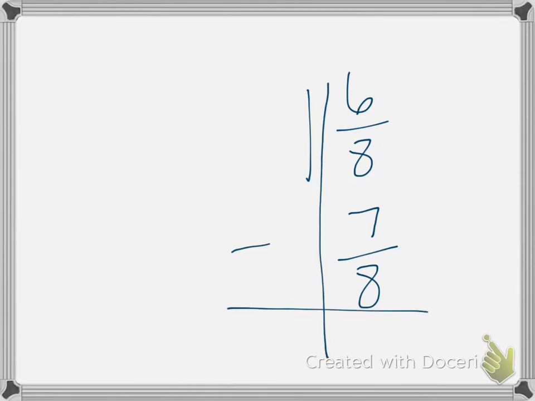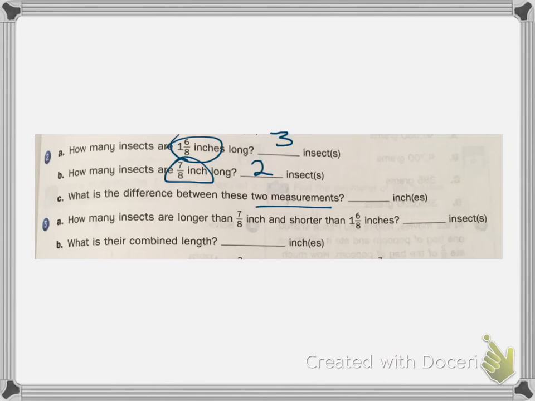Let's do this together. 6/8 minus 7/8. You can't do that, so you need to regroup. The 1 becomes a 0, and we're going to regroup. So 8/8 plus 6/8 gives us 14/8. So 14/8 minus 7/8. Well, 14 minus 7 is 7. So you get 7/8. So the difference between these two measurements is 7/8 inches. All right, why don't you pause the video, try number 3, and then we'll go over these answers together.